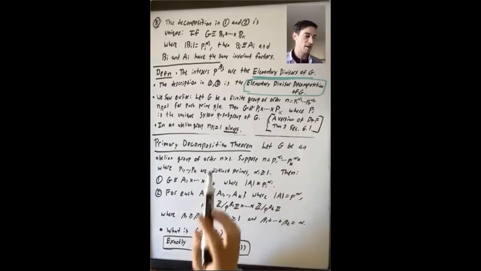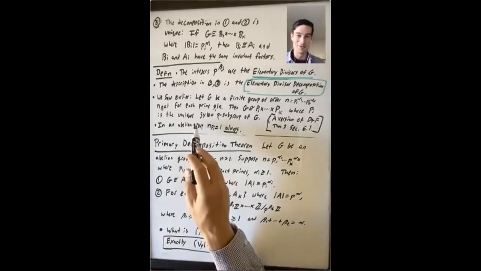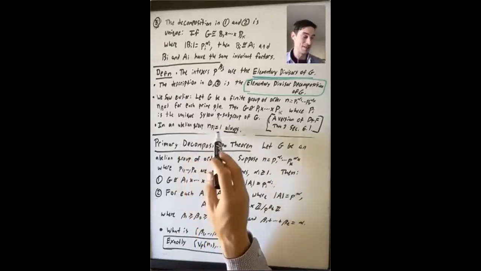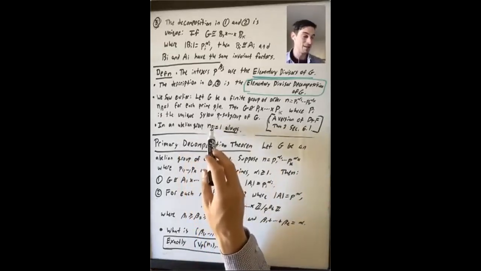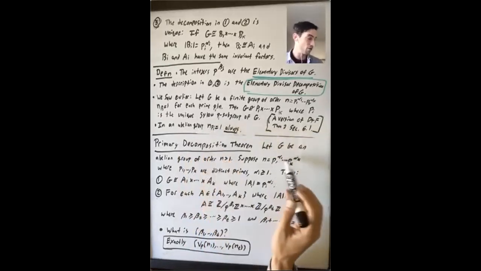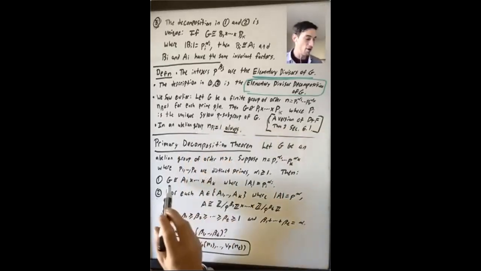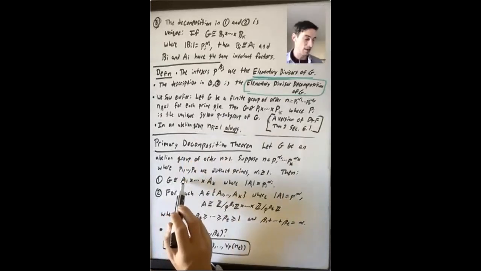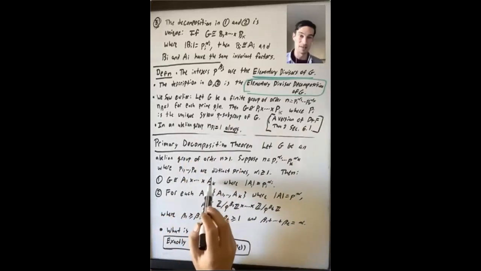Okay, why did I bring this up? Well, in an abelian group, every subgroup is normal. So that means that there's a unique Sylow pi subgroup for each prime pi dividing the order n. So we already know that G is isomorphic to a direct product of its Sylow p subgroups.